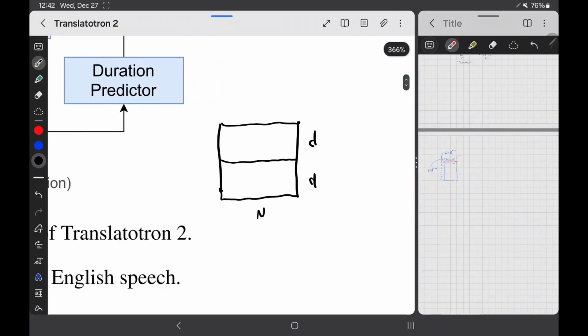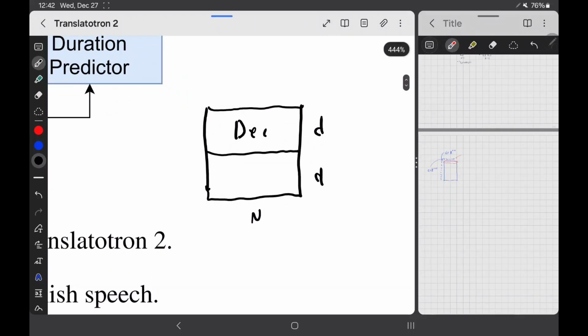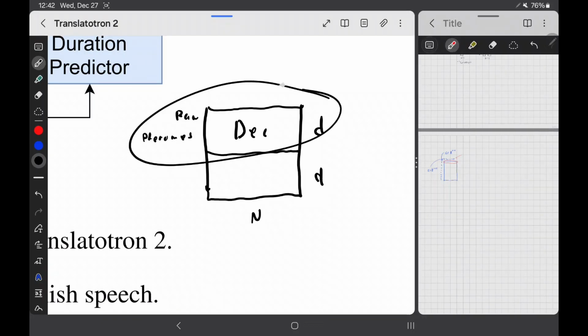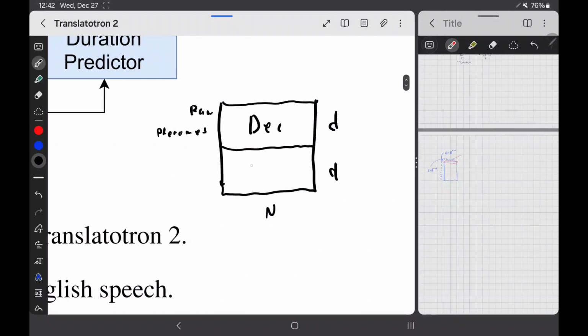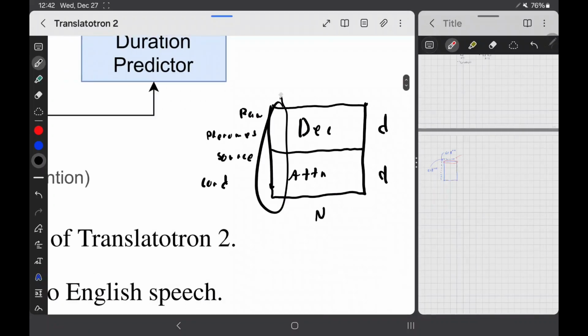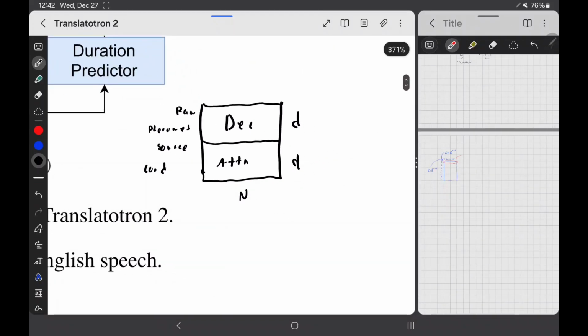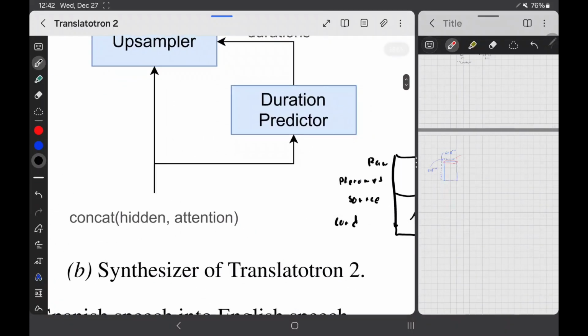And this first one is going to be the decoder output. You can concatenate them whichever way. And this will be your raw phonemes. These are your outputs from your decoder. And the second part is going to be the outputs of the attention mechanism. And these will be your source condition phonemes. So source condition phonemes and your raw phonemes, and you just concatenate them along the dimensionality axis, or along the dimension axis.